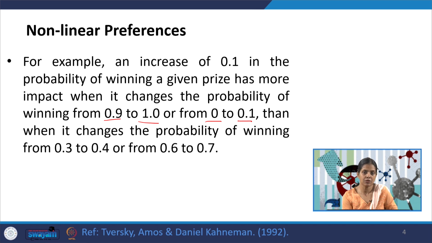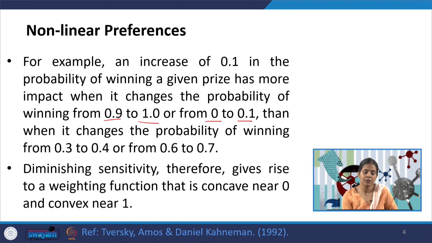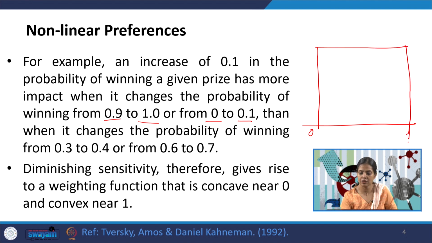We discussed this also yesterday with an example of probability changing by 0.01, but the impact remains the same. What it implies is that diminishing sensitivity gives rise to a weighting function that is concave near 0 and convex near 1. If I try to draw this curve, with 0 here and 1 here, I have sort of a box where this is 1 and this is also 1, then what it says is that it is concave near 0 and then convex near 1.